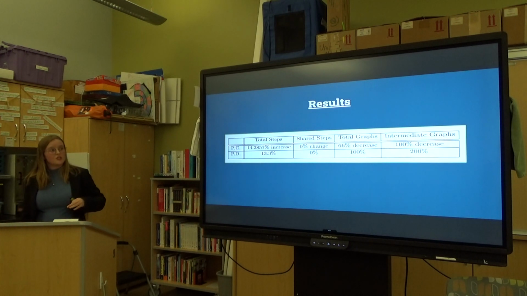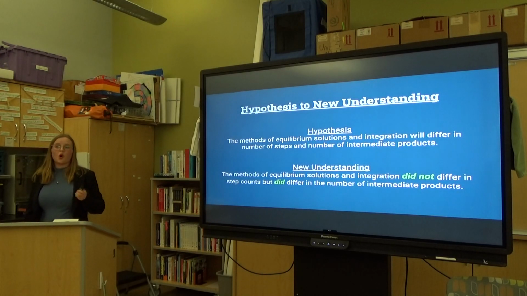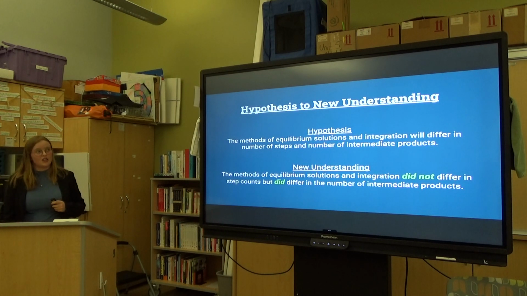This means that the total steps and shared steps don't really have much difference, but that the intermediate graphs and total graphs do. This supports part of my hypothesis, but not my full hypothesis. It supports the part that shows that my intermediate graphs will differ in counts, but it disproves the part of my initial hypothesis that says the total steps will be different. They are the same, so that is discounted.